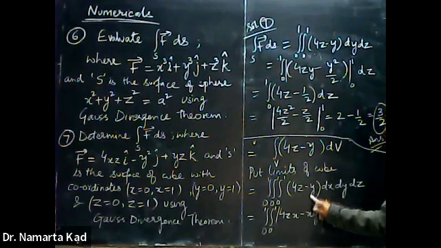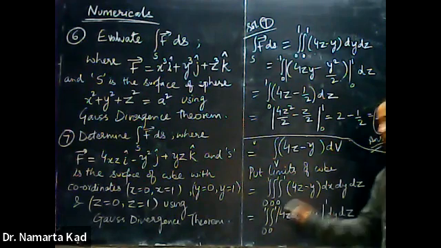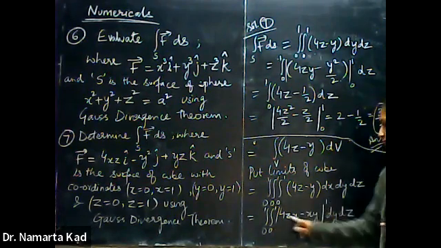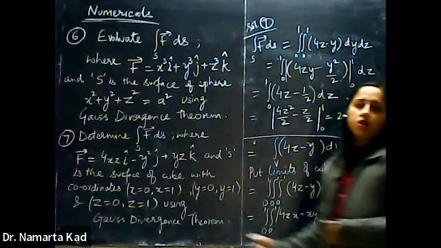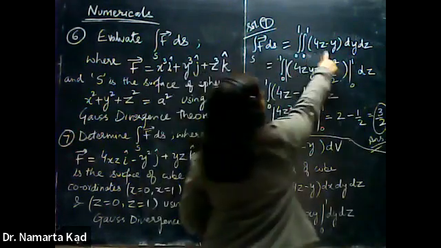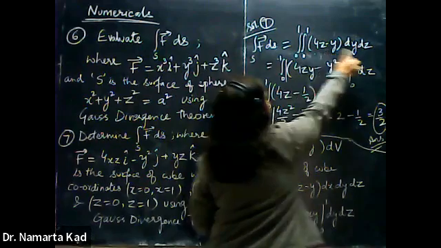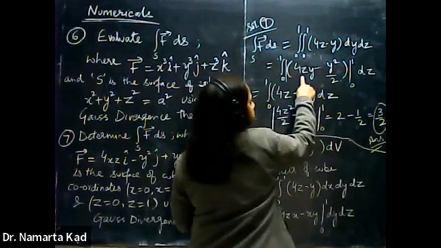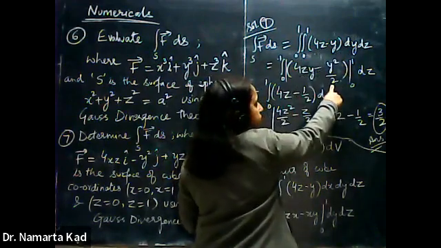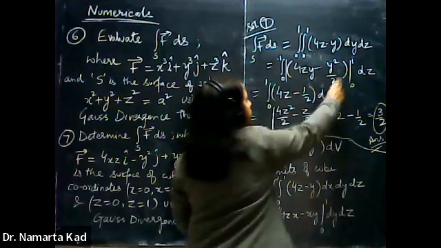When you integrate this with respect to x, this will give you 4zx minus xy, taking the limits from 0 to 1. When you put the limit 0, the whole comes out to be 0. When you put the limit 1, it gives 4z minus y. So after putting the limits of x, we got 4z minus y dy dz. Now integrate this term with respect to y. This gives you 4zy minus y square by 2, with the limits from 0 to 1. Now dz is just left.